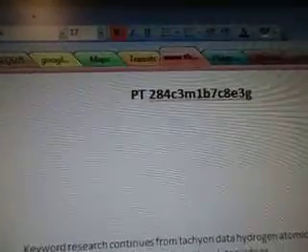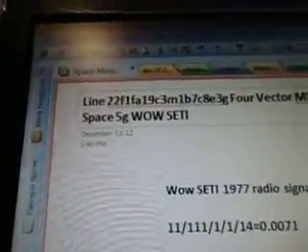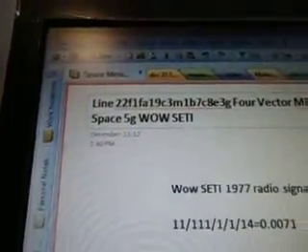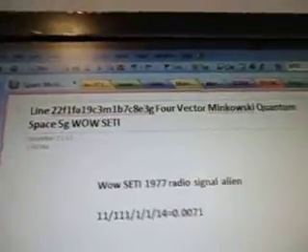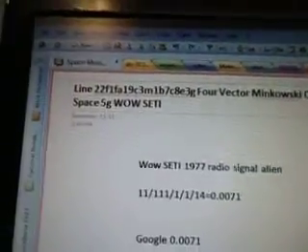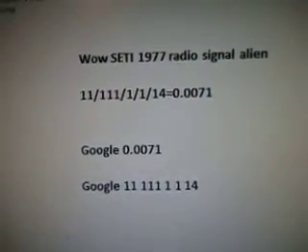Okay, so we'll go on to our next one here. So part 284C3m1b7c8e3g. So this is line 22f1fa19c3m1b7c8e3g. 4-vector Minkowski in quantum space 5G Wow Seti. There's an alien radio signal.